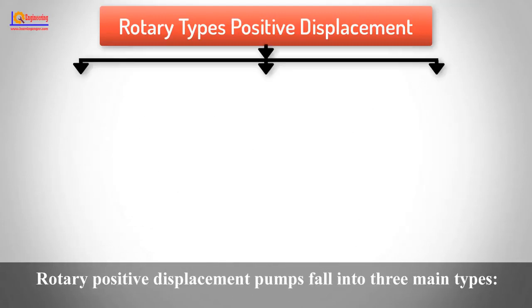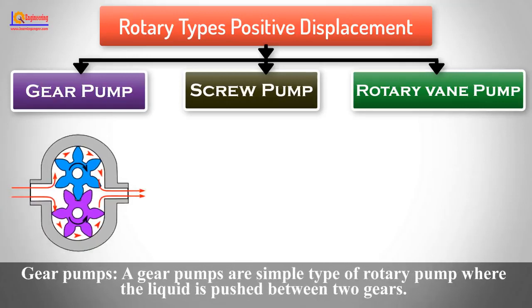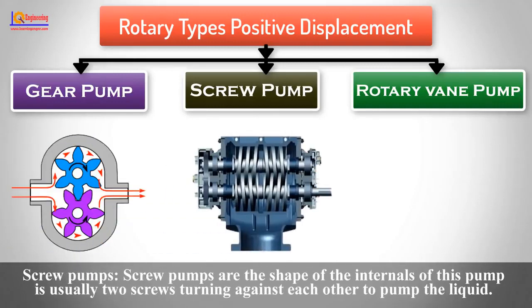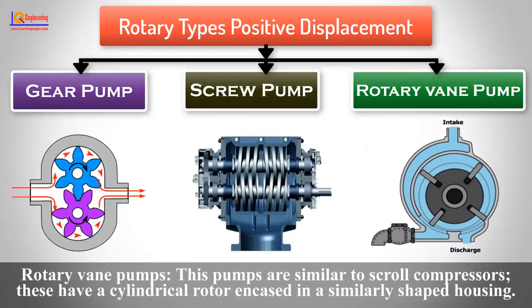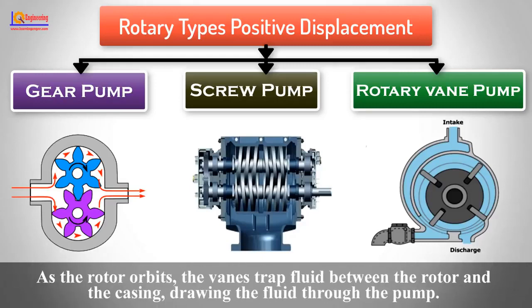Rotary positive displacement pumps fall into three main types: gear pumps. A gear pump is a simple type of rotary pump where the liquid is pushed between two gears. Screw pumps. The shape of the internals of this pump is usually two screws turning against each other to pump the liquid. Rotary vane pumps. These pumps are similar to scroll compressors. These have a cylindrical rotor encased in a similarly shaped housing. As the rotor orbits, the vanes trap fluid between the rotor and the casing, drawing the fluid through the pump.